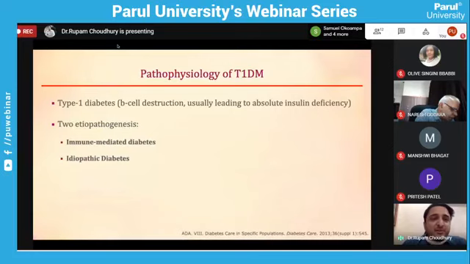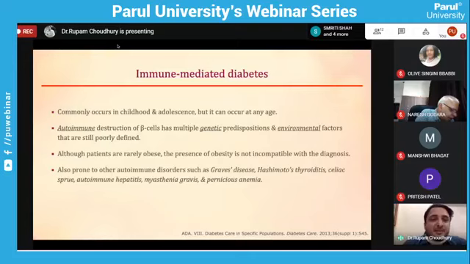Moving ahead with the pathophysiology, type 1 diabetes involves beta cell destruction usually leading to absolute insulin deficiency. 2 etiopathogenesis are postulated: immune-mediated diabetes and idiopathic diabetes. So let us look at immune-mediated diabetes. It commonly occurs in children and adolescents, but it can occur at any age, as we have seen. Autoimmune destruction of beta cell has multiple genetic predispositions and environmental factors that are still poorly defined. So we still definitely don't know the absolute cause of type 1 diabetes mellitus yet.